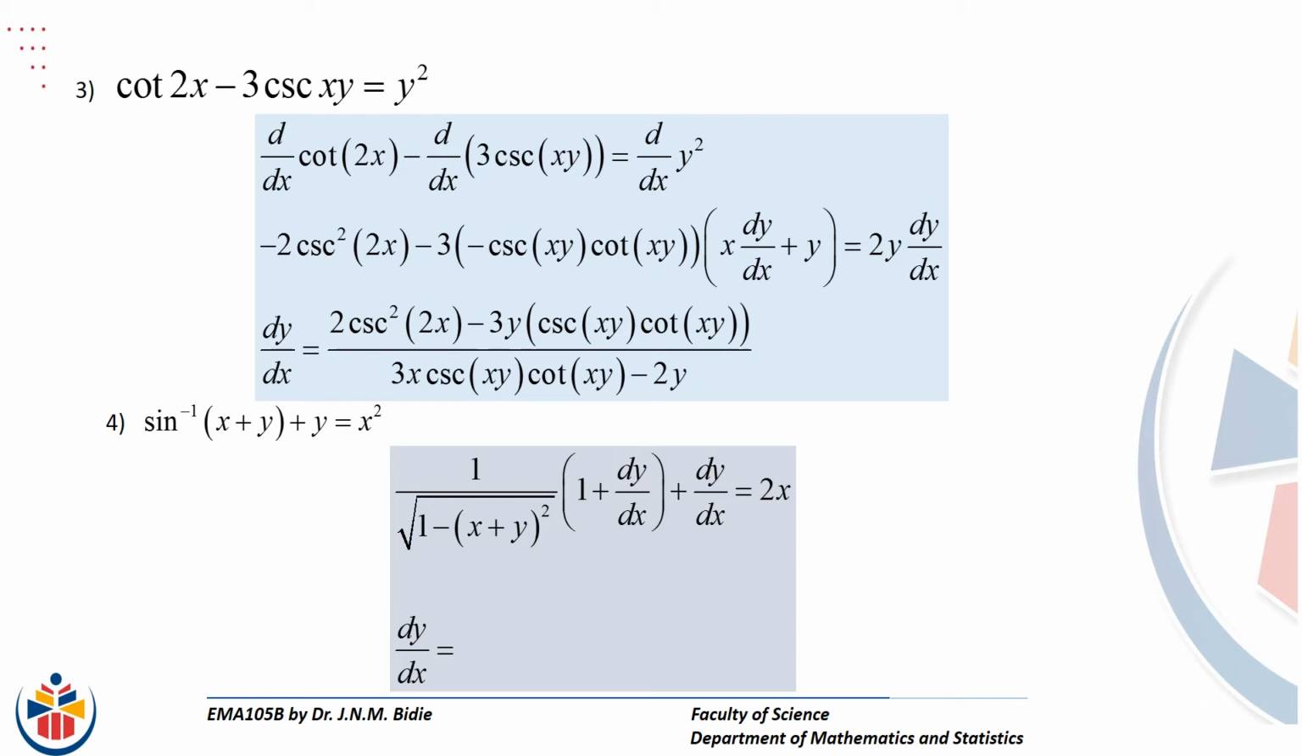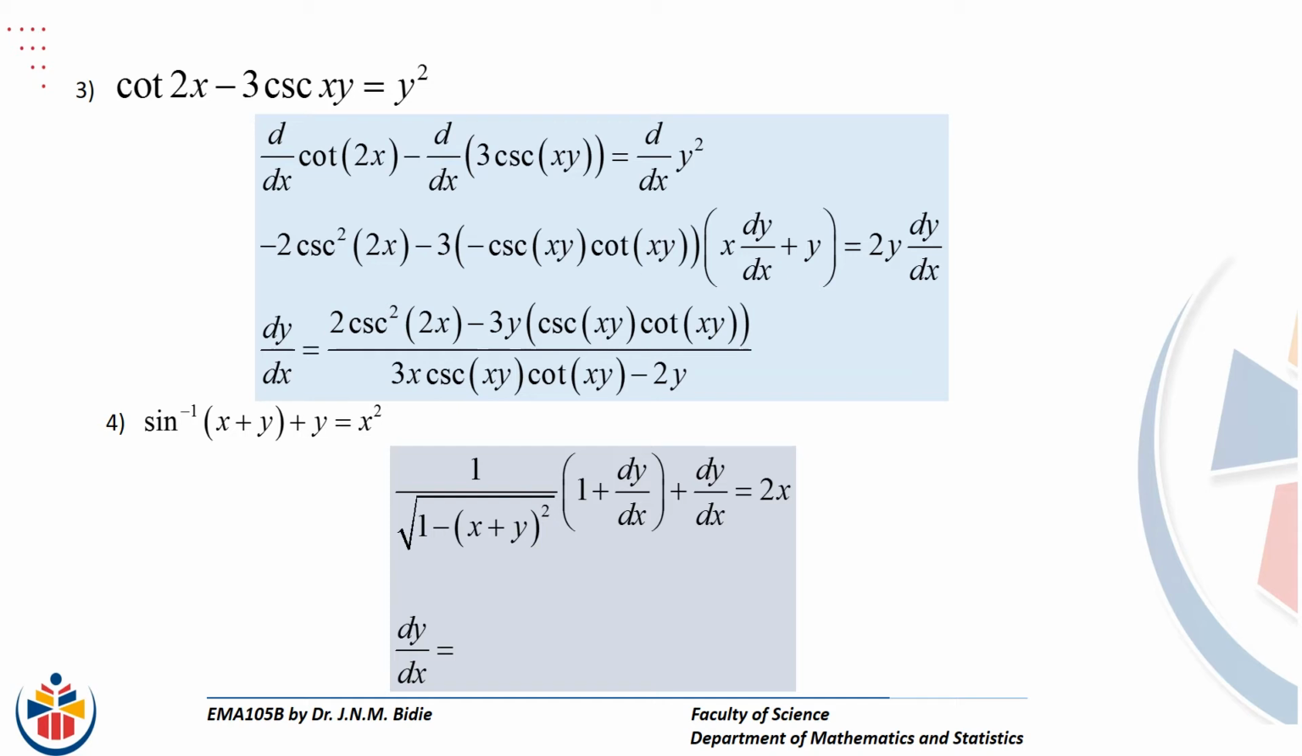Please make sure that you got the right numerator. Then you go to the denominator. All the terms that had dy over dx, then it means that you'll have 3x cosec xy cot xy minus 2y. Please check the steps. As I had said earlier, you need to have a pen and paper in order for you to write down each step and check whether the answers that we have here are correct. Let's go to example 4.